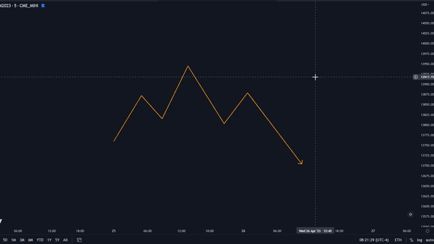Hello everyone, today we will look at order blocks and how you can identify them and trade with them. So let's start on this diagram.